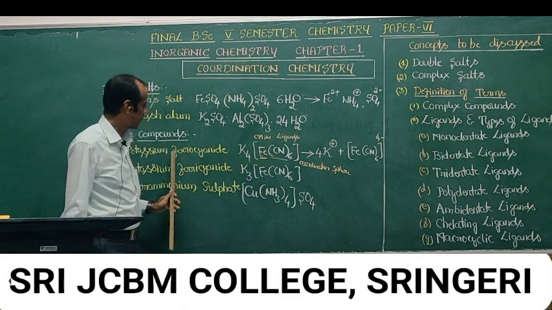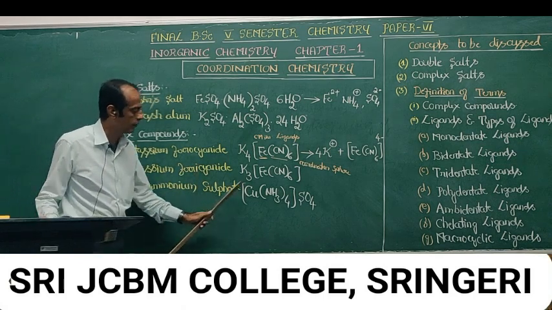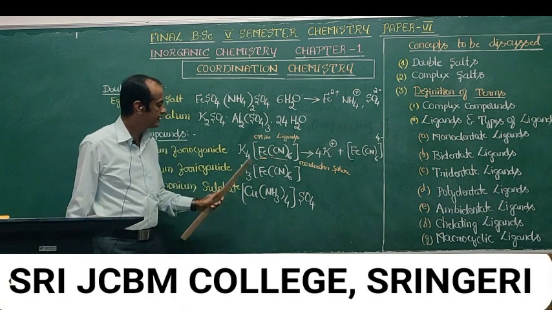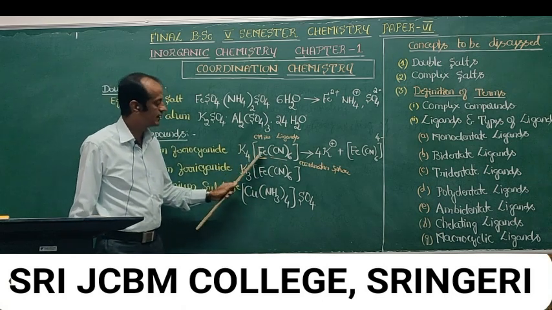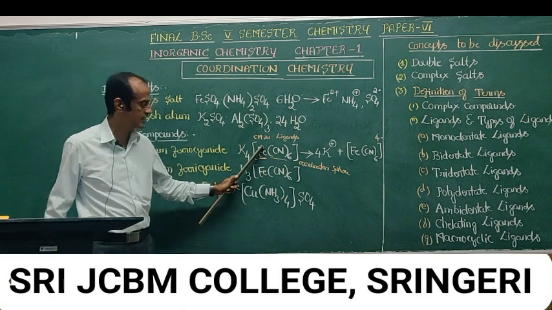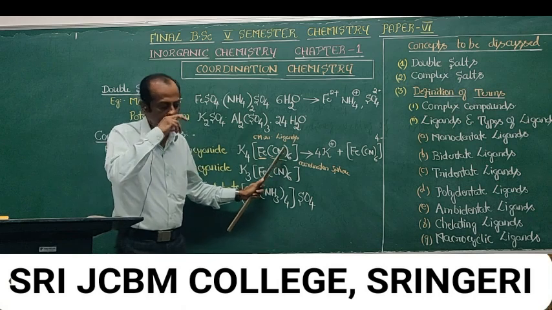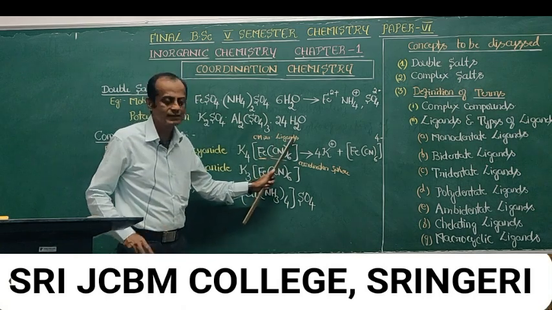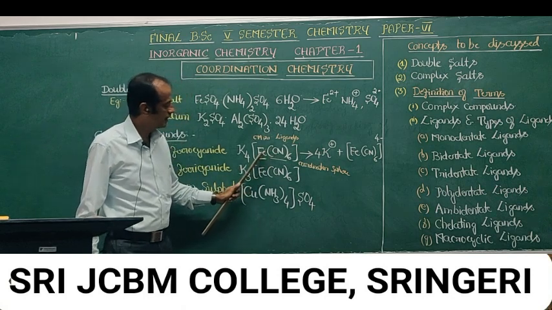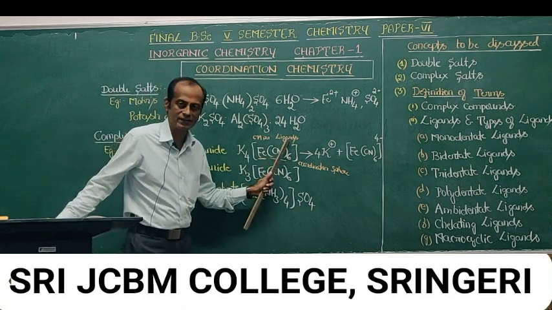So for example, potassium ferrocyanide, potassium ferricyanide and tetraamminecopper sulfate, these 3 are examples of coordination compounds. In case of potassium ferrocyanide, the central metal ion is the ferrous ion, iron in the ferrous state, and it is surrounded by 6 cyanide ions. These cyanide ions are considered as ligands. I will explain what ligands are later on. Here, the ferrous ion is the central metal ion and the 6 cyanide ions are the ligands.